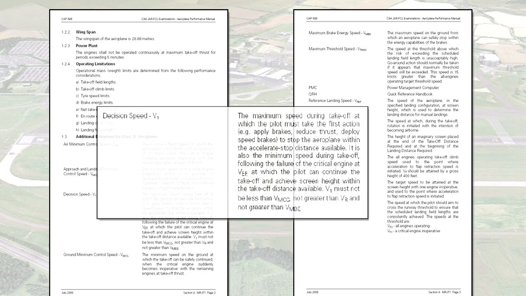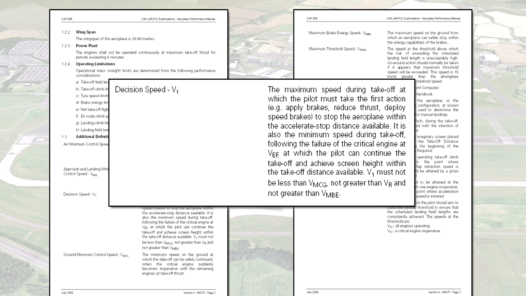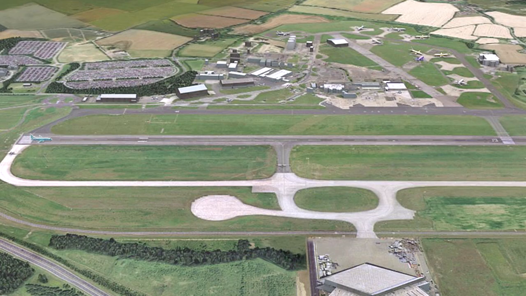The first of these V-speeds to discuss is V1. This is by far the most important speed in the takeoff for Class A aeroplanes. V1 is called the decision speed. It is so called because V1 determines the outcome of a critical decision that must be made following an engine failure or other major systems failure. V1 is defined as being the maximum speed at which the pilot must take the first action in order to stop the aeroplane within the remaining accelerate stop distance.